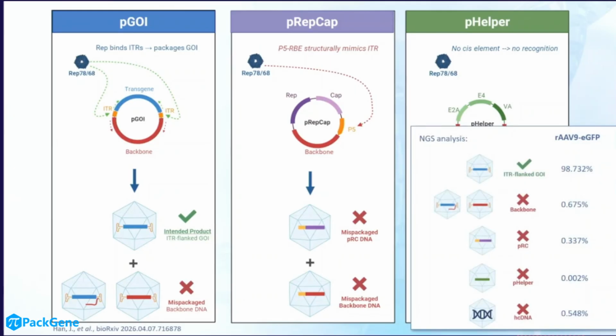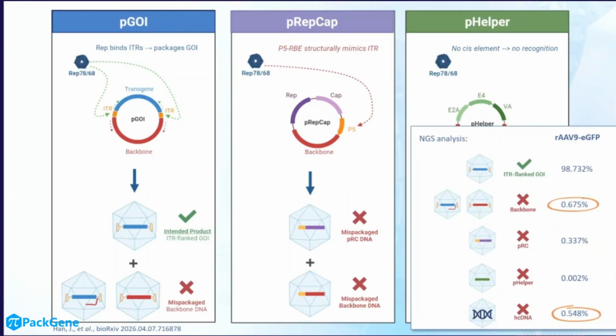So we ran an NGS on a standard AAV GFP prep. The vast majority of the prep is exactly what we would expect, the correct GFP transgene, but we have a non-0% of mispackaged. We have about 0.5% of the host cell DNA, which I'll just touch upon later in this talk. And we have almost 0.7% of backbone DNA.